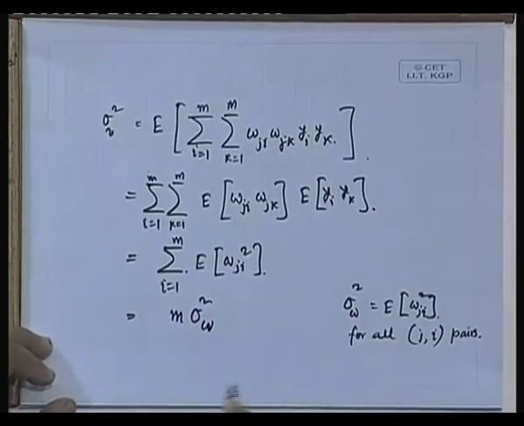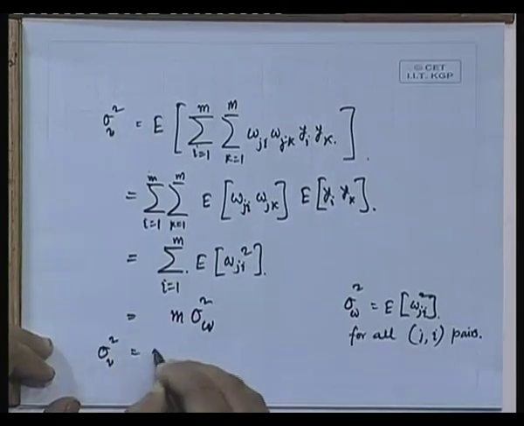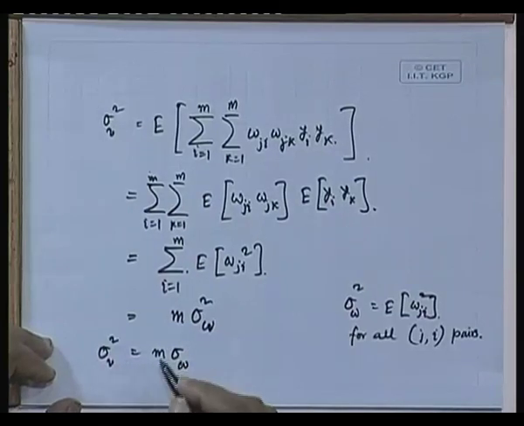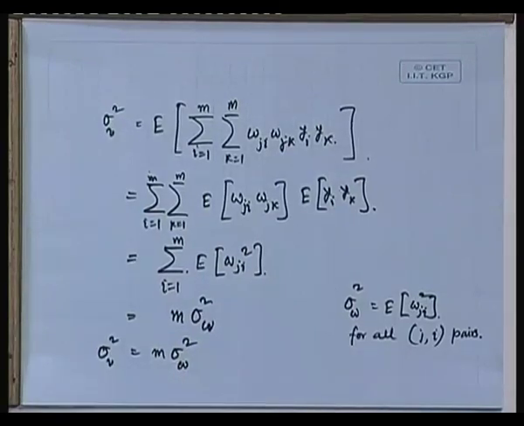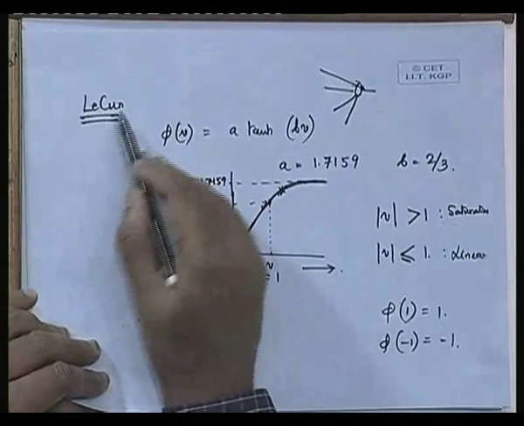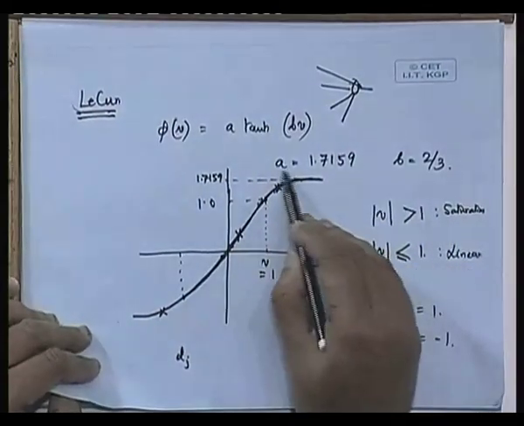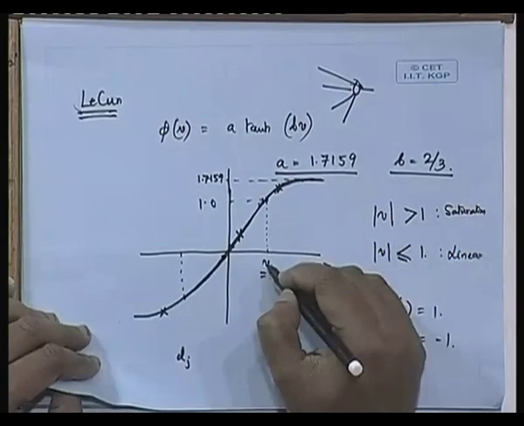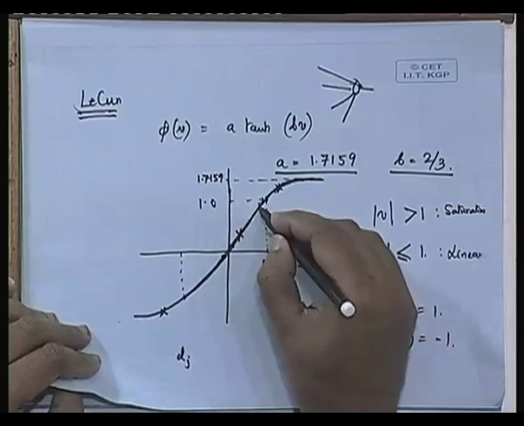Now, this is the expression that is of interest to us: sigma square V, the variance of the induced local field, is equal to m times sigma square W. Now, what is going to be the best value of sigma square V? We were considering the tan hyperbolic activation function. If we choose the values proposed by LeCun and others, a equal to this value and b equal to 2/3, so that for v equal to 1 we get phi v equal to 1.